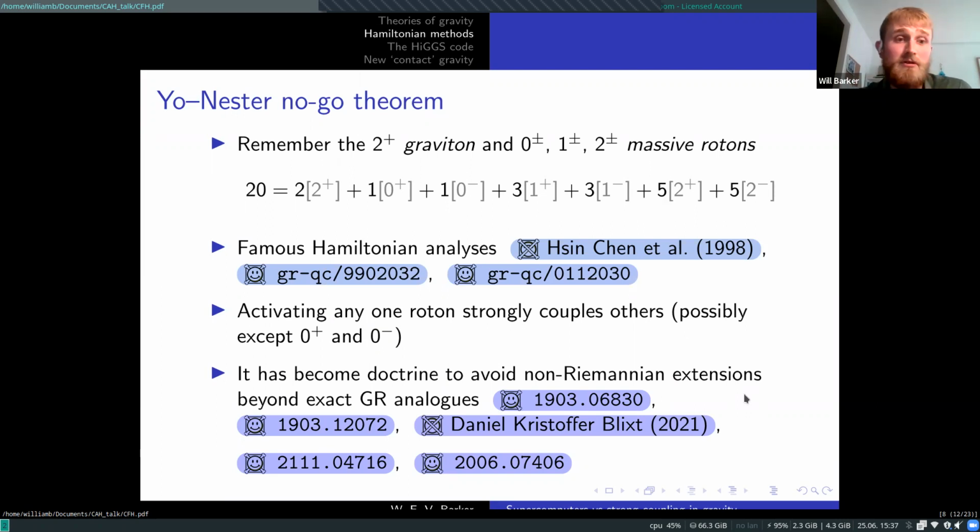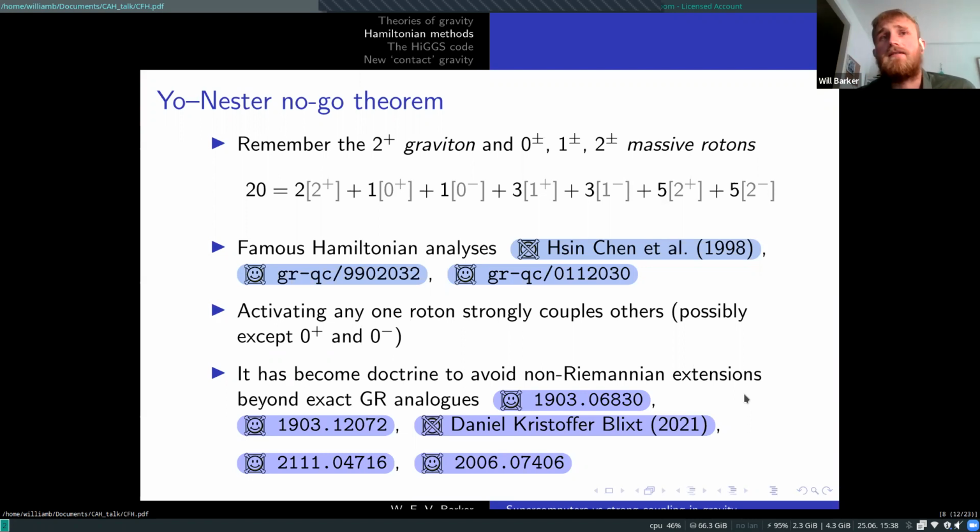So just to connect this back to non-Riemannian gravity and strong coupling, the Hamiltonian analysis was done on torsion field theories in general at the turn of the millennium. And it was actually found that generically you cannot activate any new torsion particle beyond Vainshtein's graviton without simultaneously activating other torsion particles which are strongly coupled. So this was a bit of a problem.